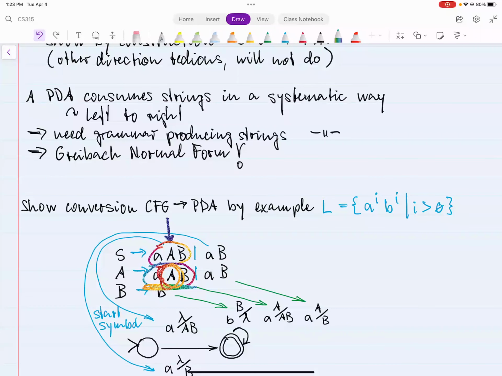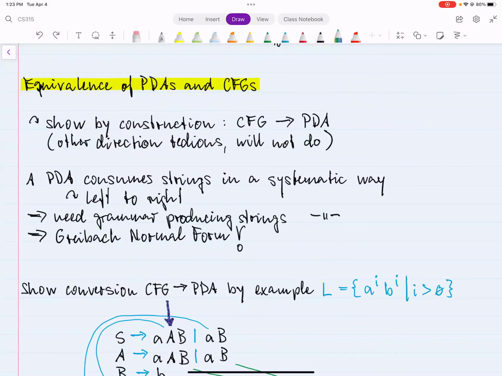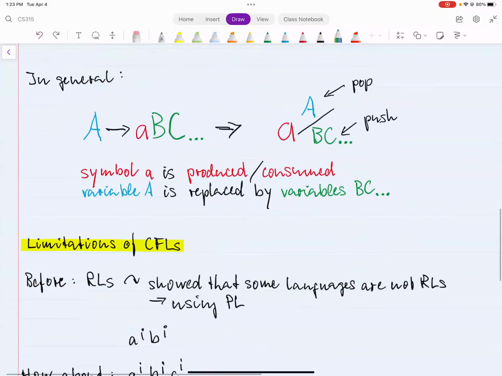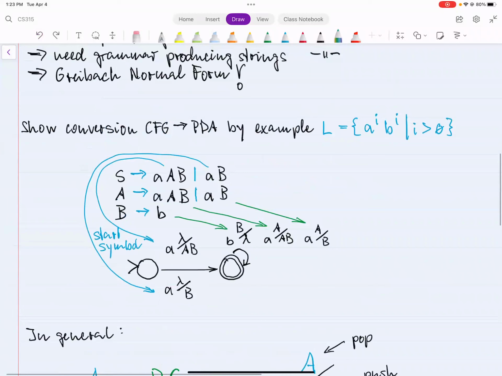So now that we have convinced ourselves that this thing is actually producing a to the i, b to the i, we want to convince ourselves how the construction is being done, how we construct the PDA out of the grammar, and convince ourselves it's correct what we're doing. So when you take this rule here, we produce an a and we have more work to be done, which is the cap A and the cap B.